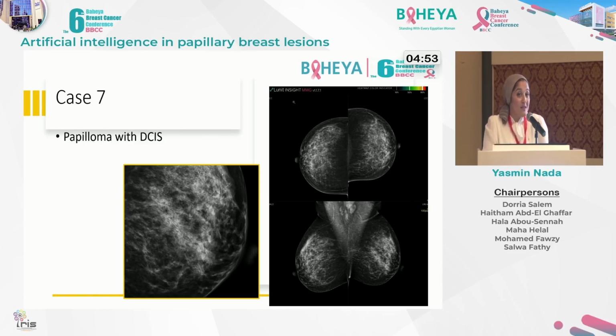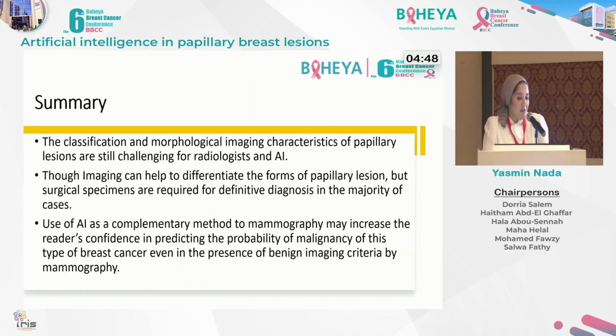Okay, papilloma with DCIS. Okay? So, in summary, to sum up the full lecture, the classification and morphological imaging characteristics of papillary lesions are still challenging for both radiologists and AI. So, imaging can help to differentiate the forms of papillary lesion, but surgical specimens are required for definitive diagnosis in the majority of cases. The use of AI as a complementary method to mammography may increase the reader's confidence in predicting the probability of malignancy of this type of breast cancer, even in the presence of benign imaging criteria by mammography. Thank you.